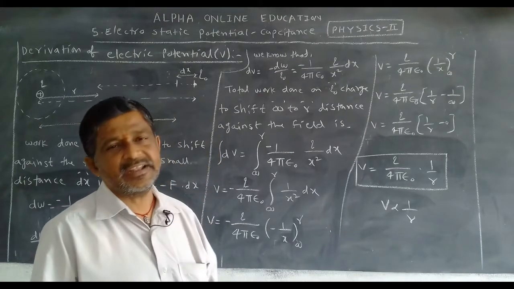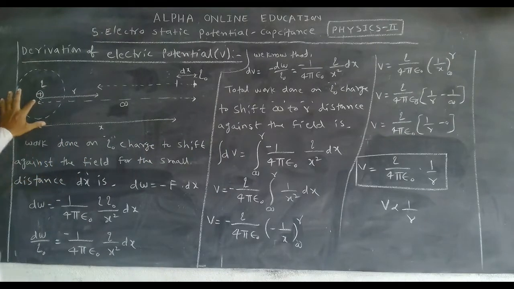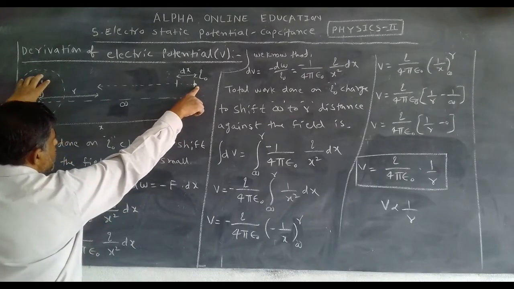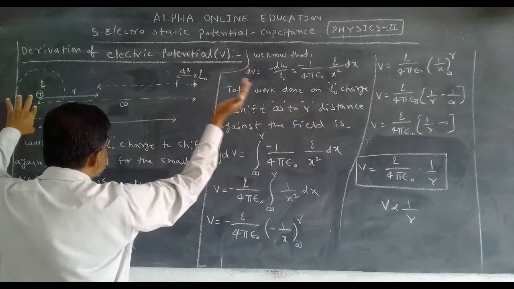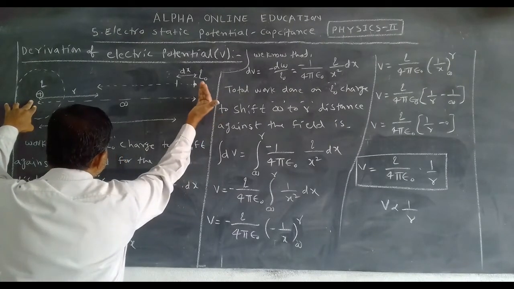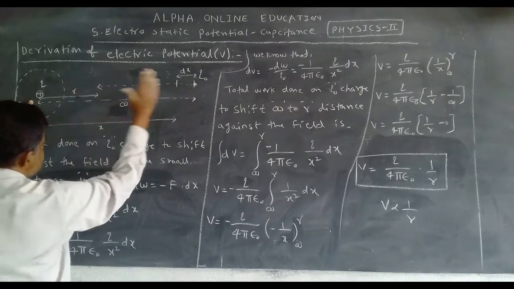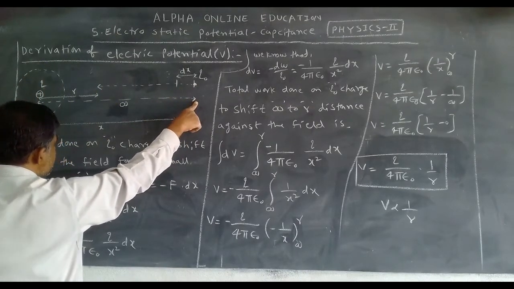Now let us see how we can derive the electric potential of any charge. This is a positive charge. Around that, some influence of the field is there. Here you take unit positive charge Q naught located at infinity distance. How much distance? Infinity distance. Now what is the definition of electric potential? Work done to shift the unit positive charge against the field. This is called electric potential. That's why the unit positive charge is at infinity distance.